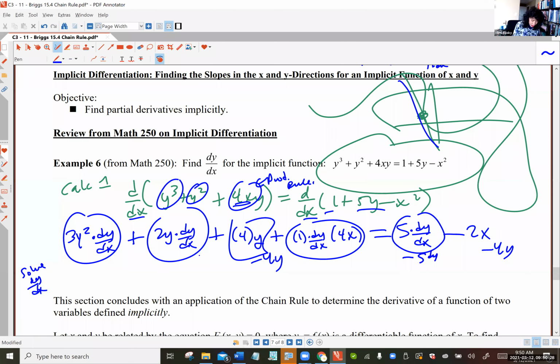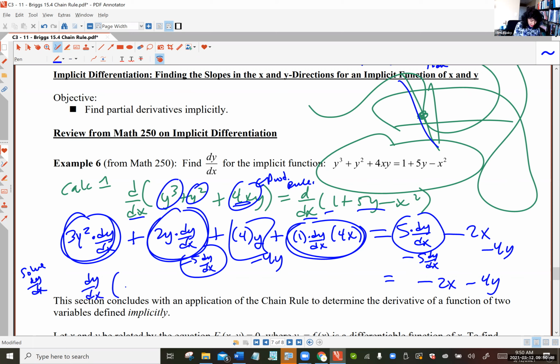So I'm going to subtract 5 dy dx from both sides of the equation. So now on the right-hand side, you've got the two terms that don't have a factor of dy dx in them. On the left-hand side, you've got 4 dy dx terms. So just factor out a dy dx.